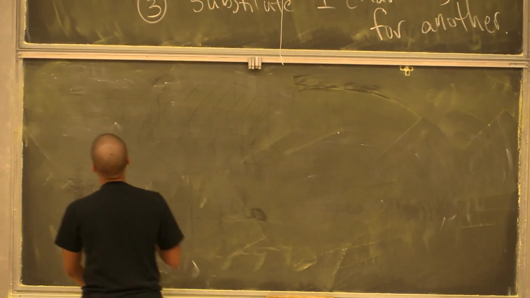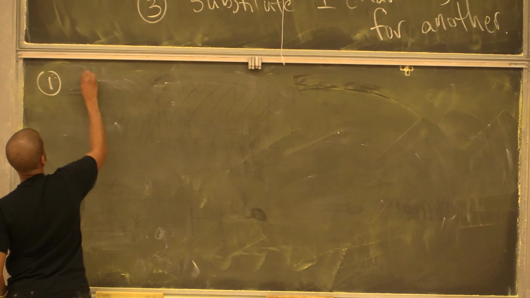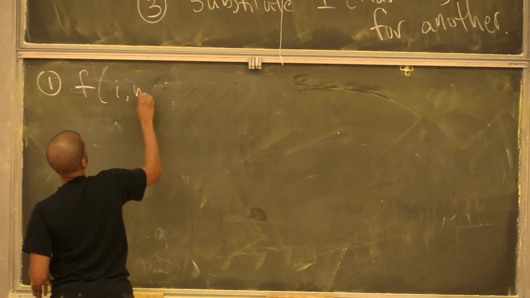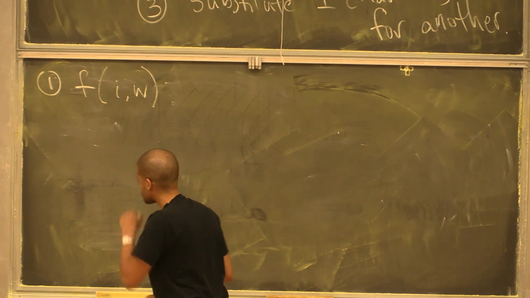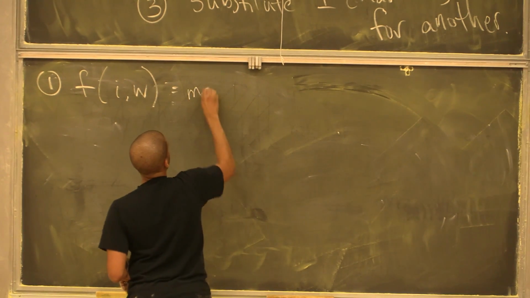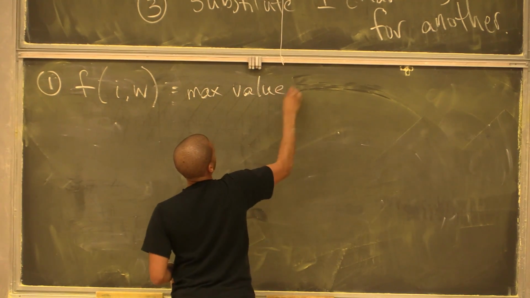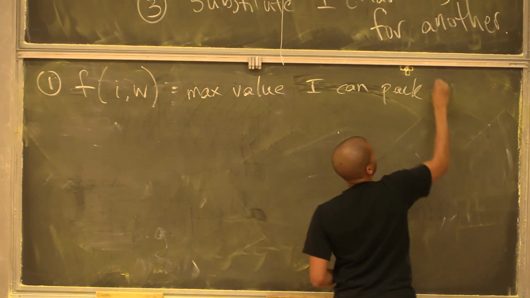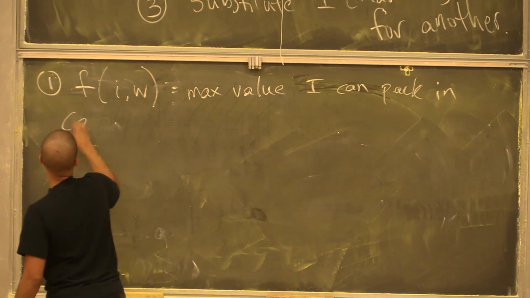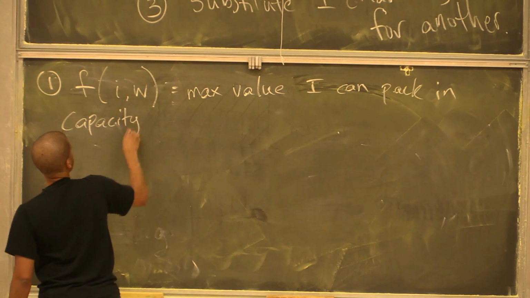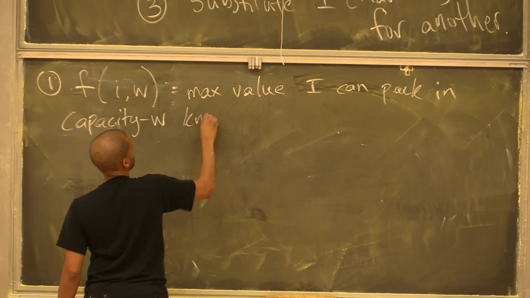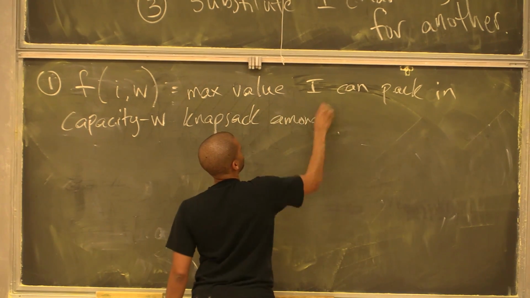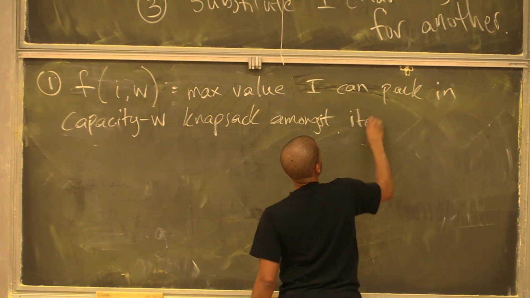So steps 1, 2, 3. Step 1 is I'm going to define a function which is f of i, w, is the max value I can pack in a capacity W knapsack amongst items i onward.